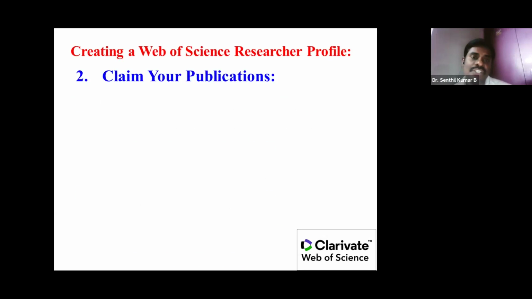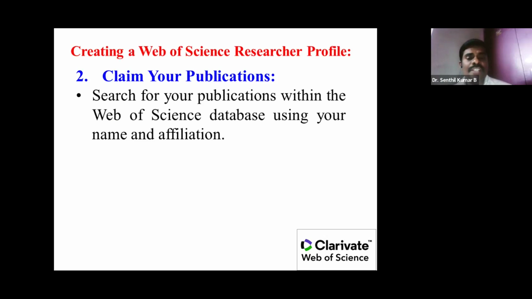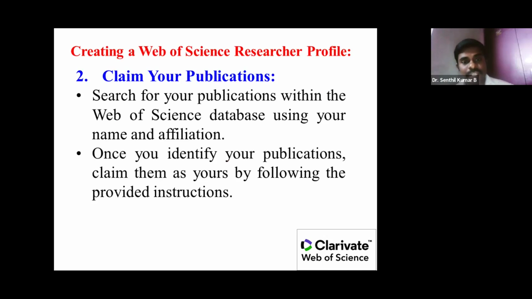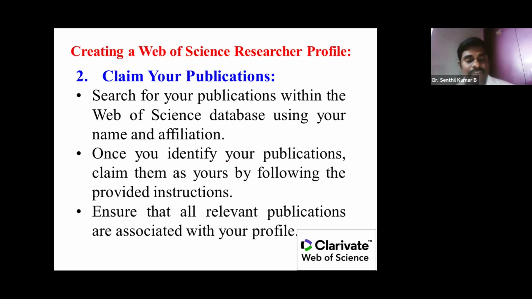After registration, again the same thing happens: you can claim your publication, similar to Scopus. More or less Web of Science and Scopus have the same procedure, but it differs slightly. You can search for your publication using either your name or your affiliation. That's why I told you your affiliation and name should be given clearly when you register for your account. That is very important. Once you identify your publication, you claim it as yours by following the instructions provided in Web of Science. And finally, ensure that all relevant publications are associated with your profile.